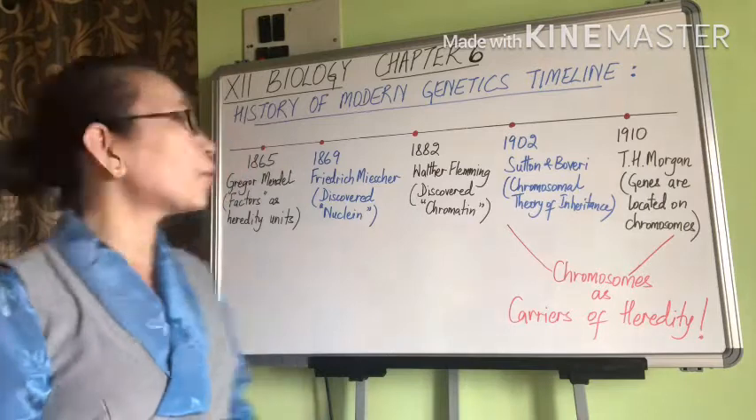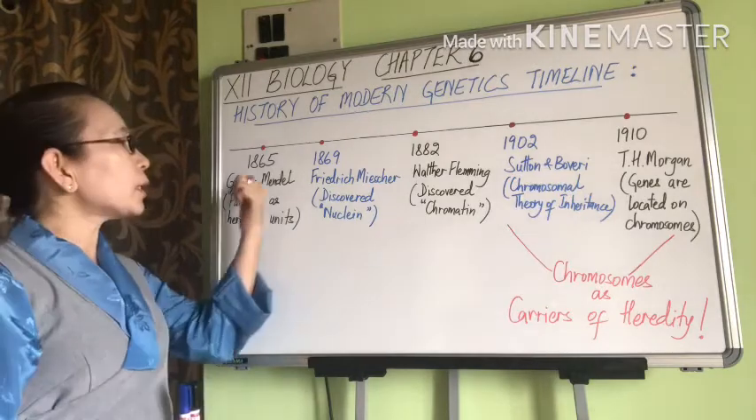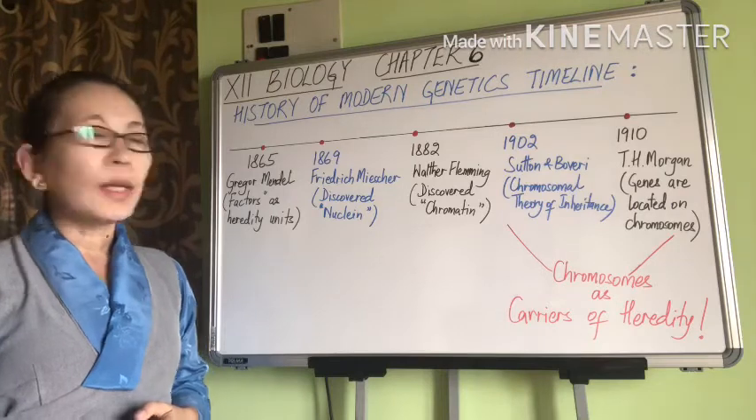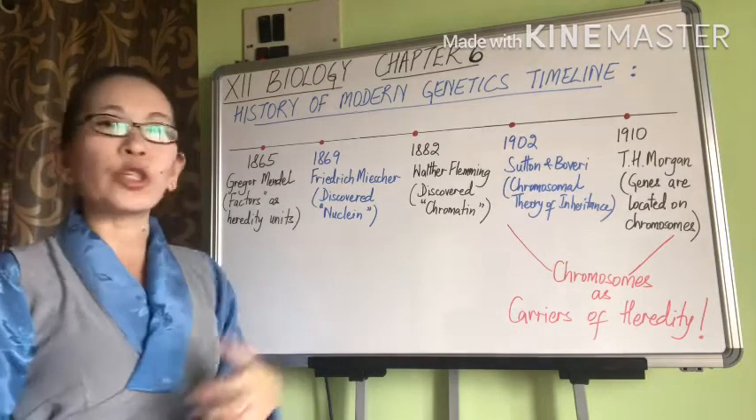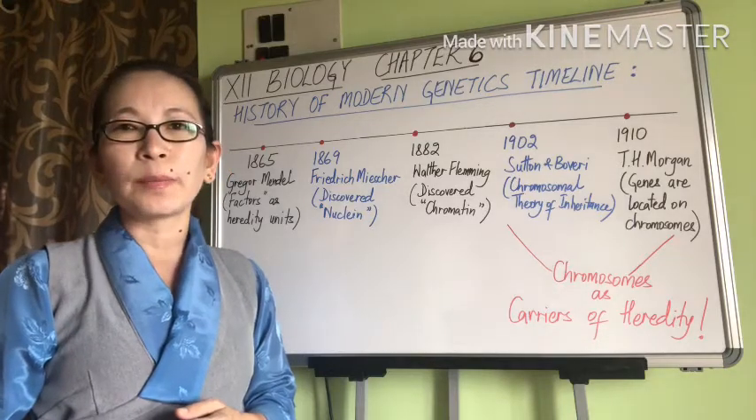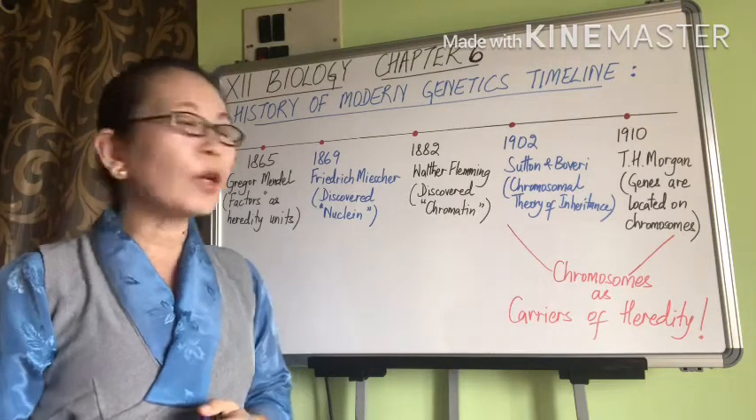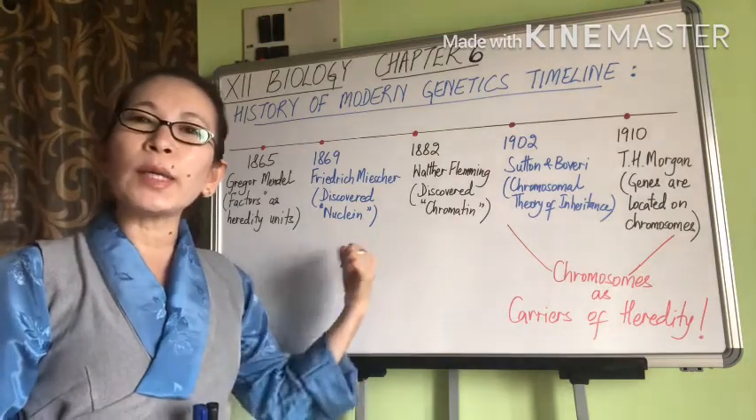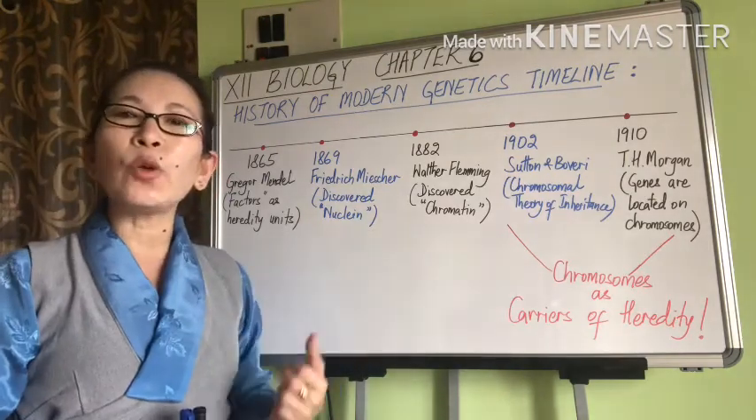If we look at the timeline of the history of modern genetics, it began with the work of Gregor Mendel in the year 1865, where Mendel established factors as units of heredity. Later, in the year 1869, a Swiss physician named Friedrich Miescher was able to isolate DNA for the first time from the nucleus of WBC cells. Miescher identified it as an acidic substance rich in phosphate, and he called it nuclein. It was named nuclein because he found these acidic substances in the nucleus. The term nuclein was later renamed nucleic acid by Altman.